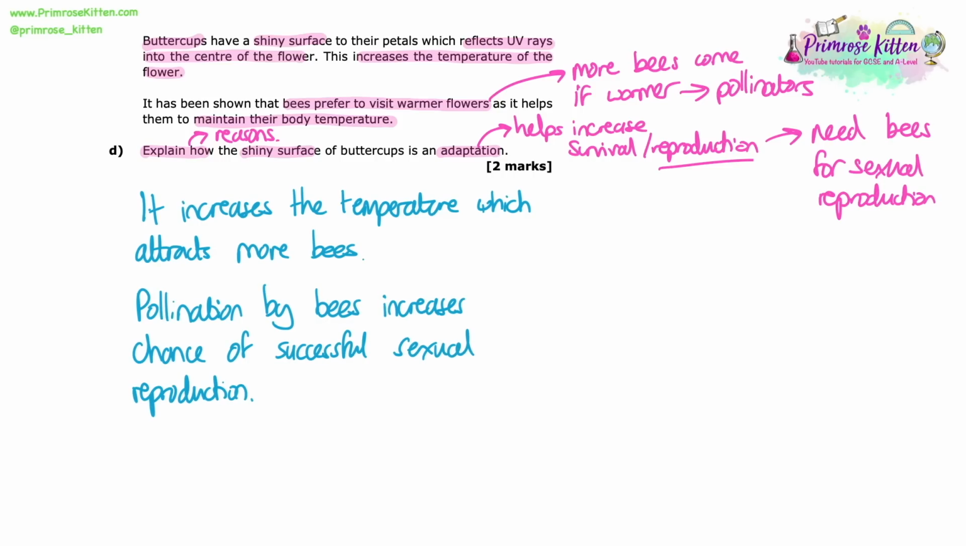And then our second mark is coming from how we're saying this is an adaptation. So remember, how is it helping it to survive or reproduce? So pollination by bees increases chance of successful sexual reproduction. Even if you just said sexual reproduction, or it increases the chance of pollination, that's fine.